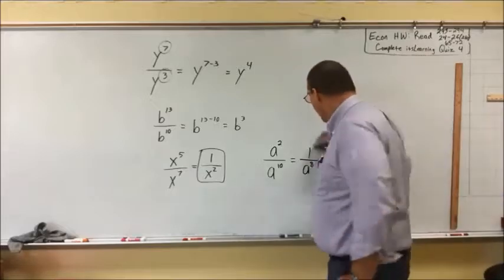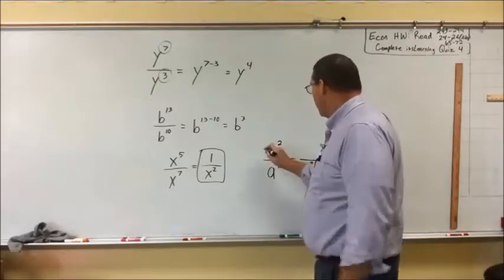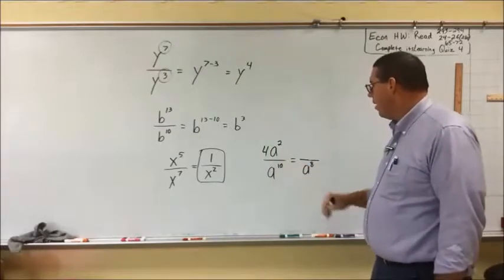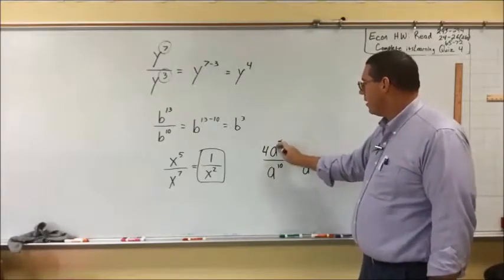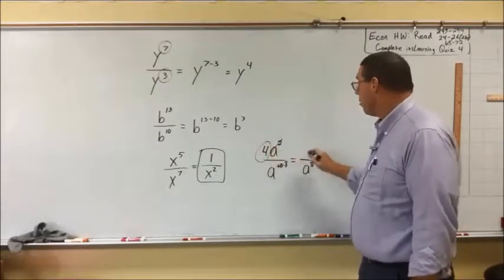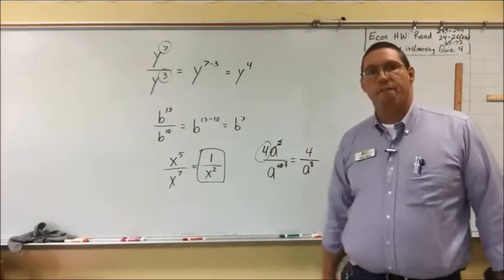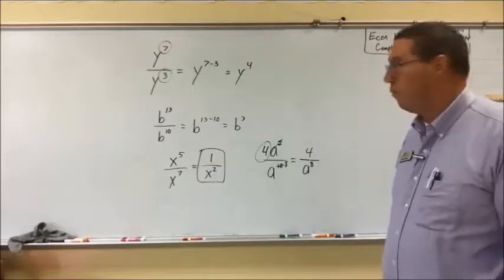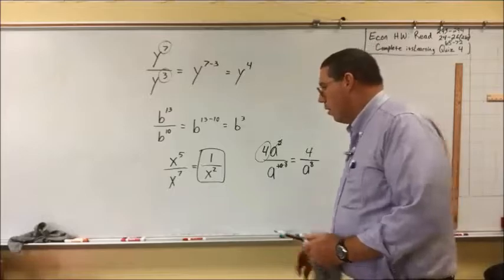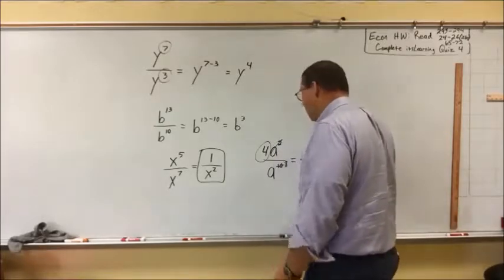Now, what if instead it was 4a squared over a to the 10th? Then the 2 a's would be canceled. This 10 would become an 8, but that 4 is still there. So we would leave a 4 up top. So it would be 4 over a to the 8th power. Okay? All right, that's our third rule of exponents.